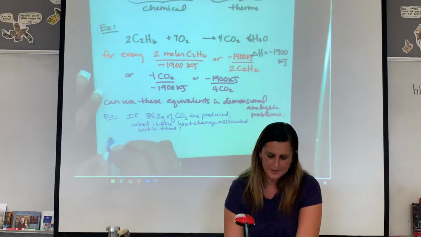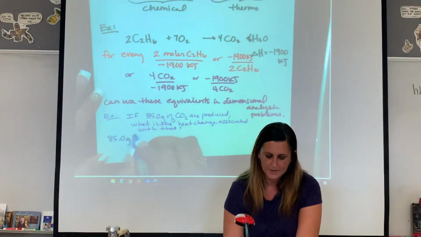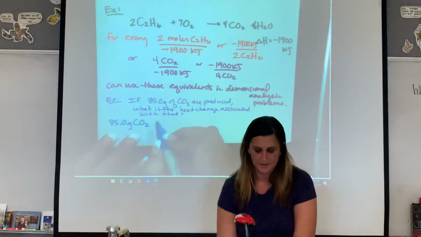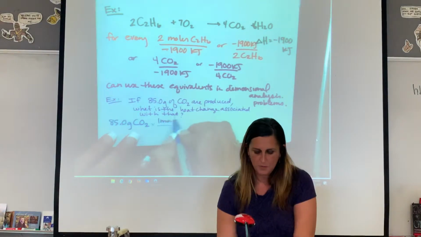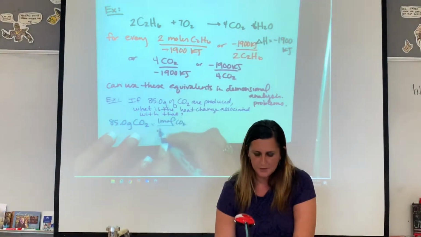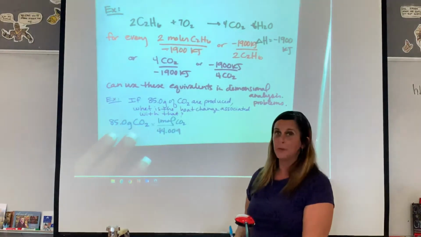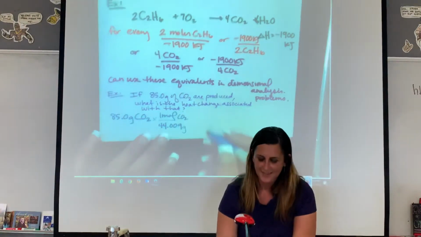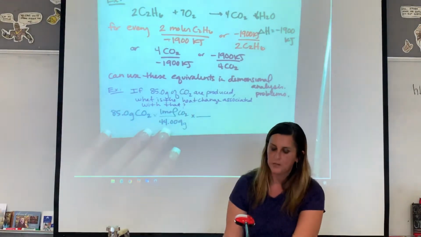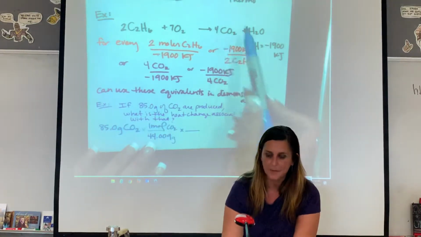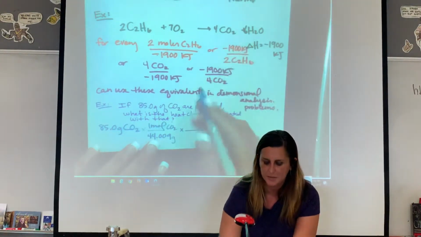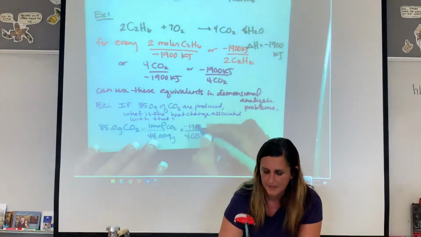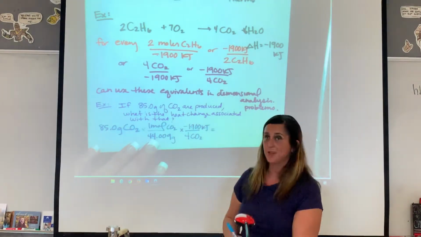So what we're going to do is take our 85 grams of CO2 and then convert to moles using the molar mass. So we're going to go 1 mole of CO2, and we're going to use the molar mass of CO2 of 44.009 grams. And then we just have one more step. We're going to look back up here at the balanced chemical equation and notice that there are 4 CO2s. So we end up with 4 CO2s. And then negative 1900 kilojoules is the heat change.